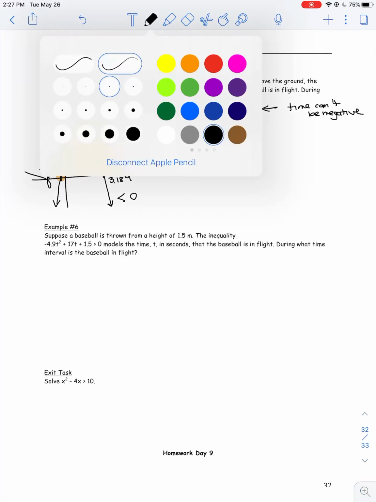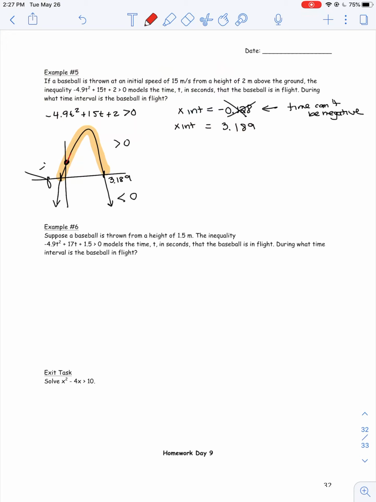So I'm actually going to start from 0, which is this value right here, and say that my graph is going to go from 0 up to 3.189. So my time is going to go from 0 up to 3.189. And then t can be an element of real numbers between 0 and 3.189. And that is my solution to this question.